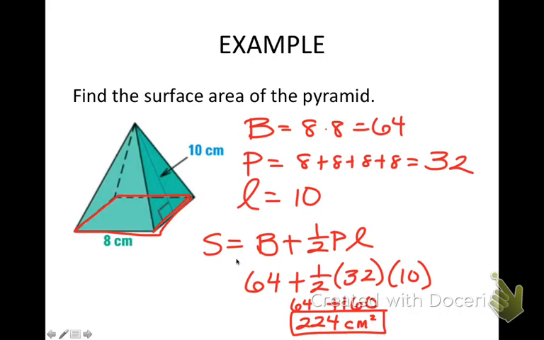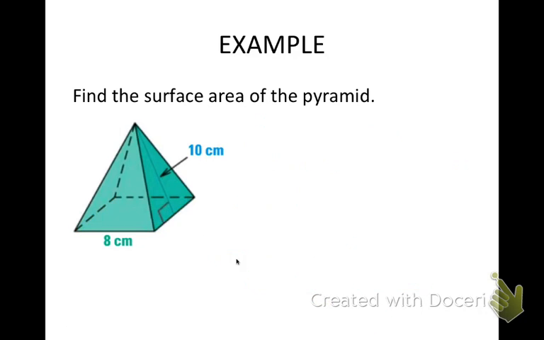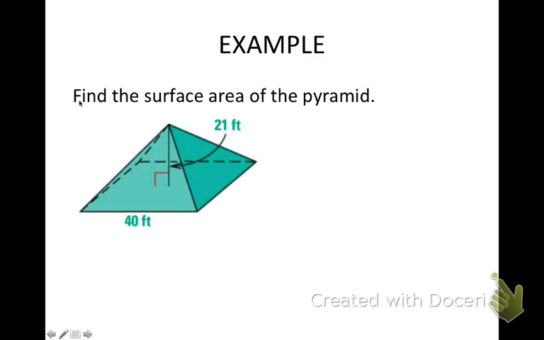Now the next one's a little bit harder. Why is it going to be harder? What do they not get us? We don't have the slant height. We need to find the slant height. So again, let's organize our thoughts. Capital B, capital P, slant height. What's the area of that square base?